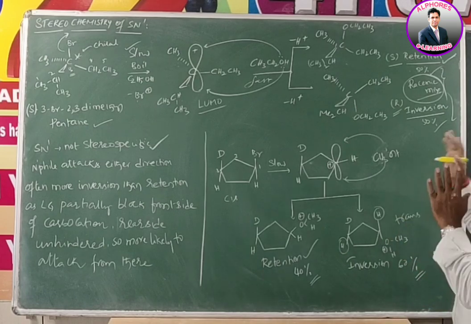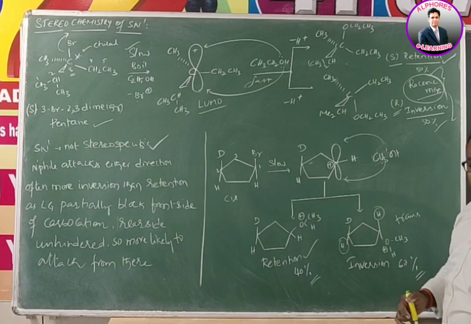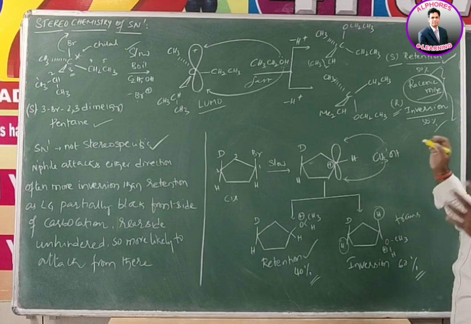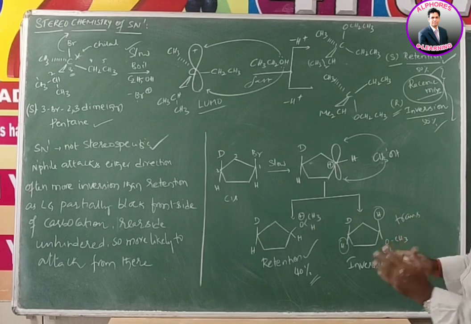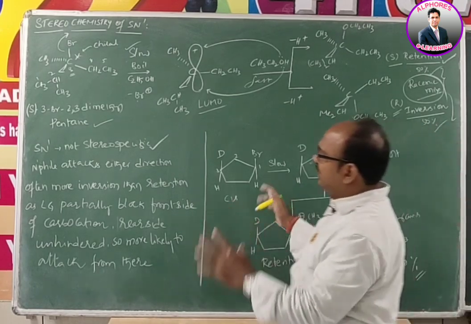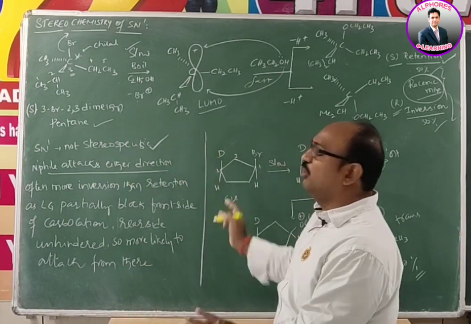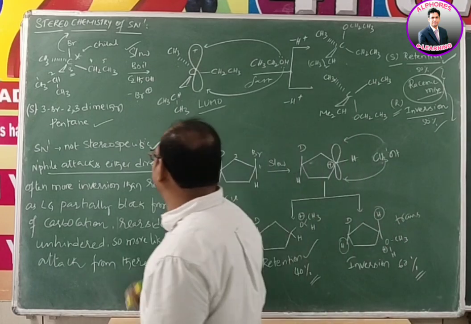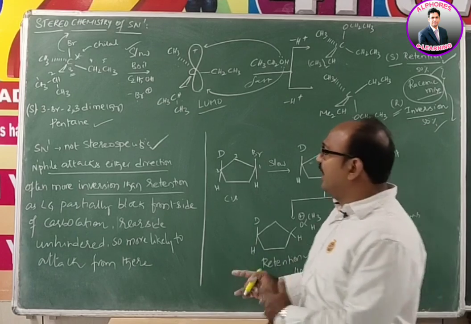That means we are expecting both the retention and inversion products to be equal, equimolar, but practically we are getting a little bit more inversion. So why are we getting more inversion compared to retention? That we are going to learn. Let us see here. The nucleophile attacks from either direction, above the plane or below the plane. In such a case we expect equimolar products, but often we get more inversion than retention.